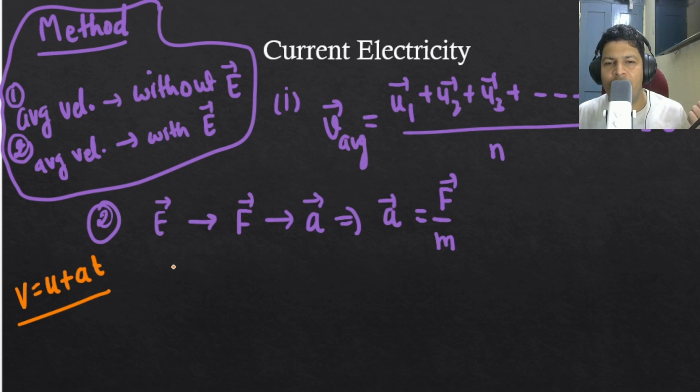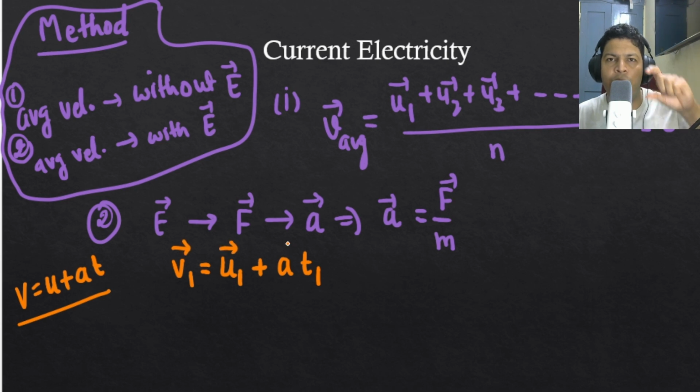So let's say V1 is the final velocity of an electron due to the electric field. U1 is the initial velocity. A is the acceleration, because all the electrons are the same, so mass will be the same, force will be the same, so acceleration will be the same. So the only thing that is different is time. And what is this time? We are taking this time as the time between two successive collisions.